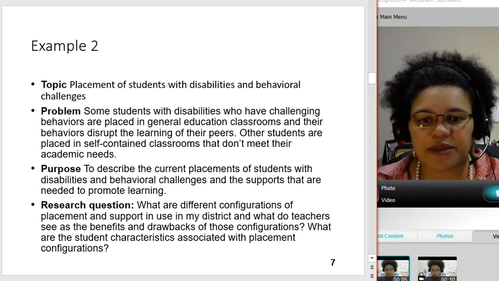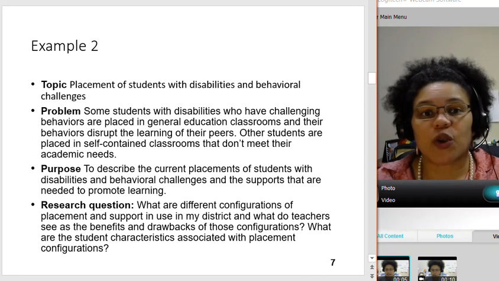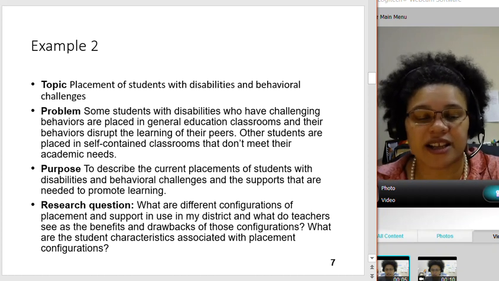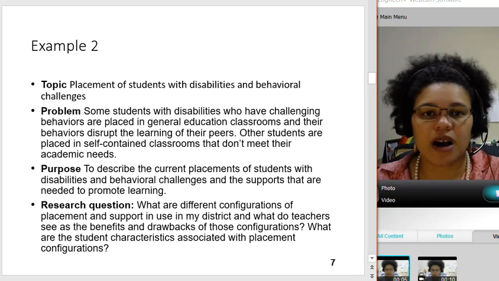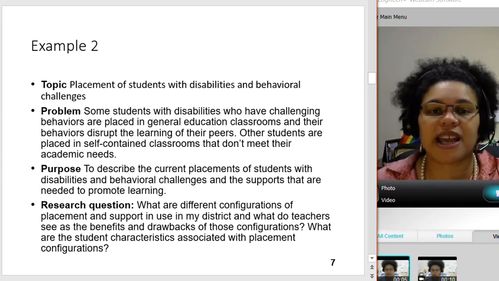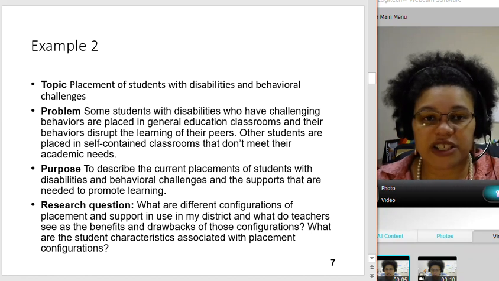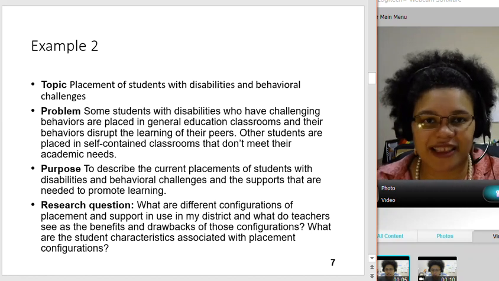Okay. So often the content in a self-contained classroom, what's being taught in a classroom that only has students with disabilities, may not be at the same level as the content in a general education classroom, particularly if most of the students are not at that level.